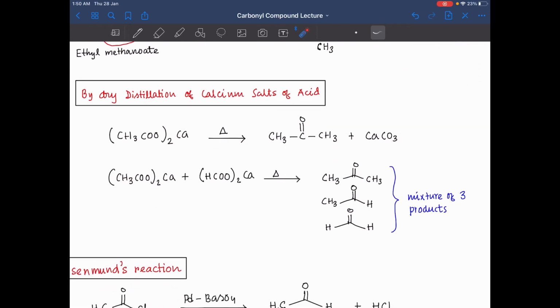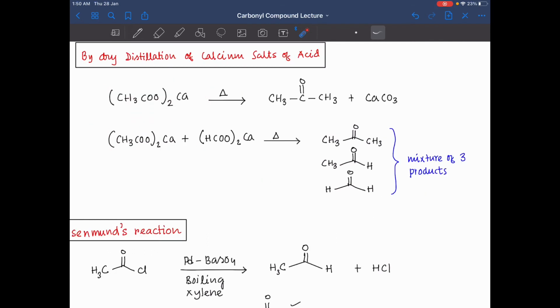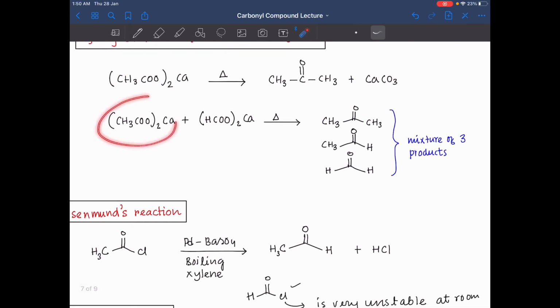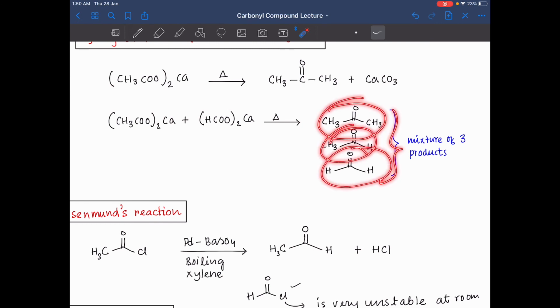By the distillation of the calcium salt of a particular acid, you can also produce carbonyl compounds. So if we distill the calcium salt of acetic acid, that is calcium acetate, we will get acetone. Similarly, if we distill a mixture of calcium acetate and calcium formate, we'll get a mixture of three products, that is acetone, acetaldehyde, and formaldehyde.